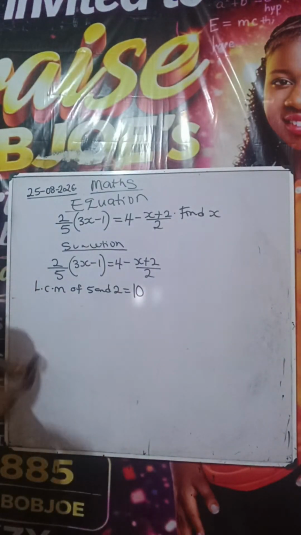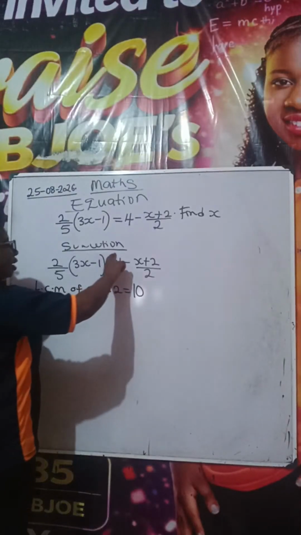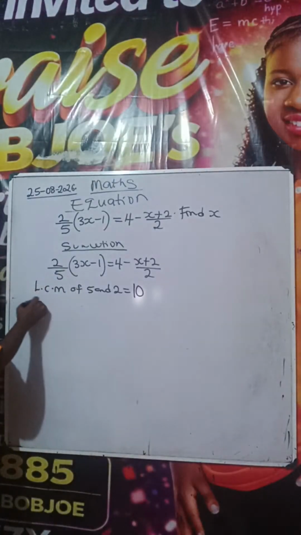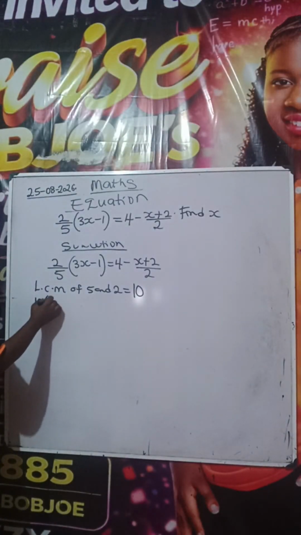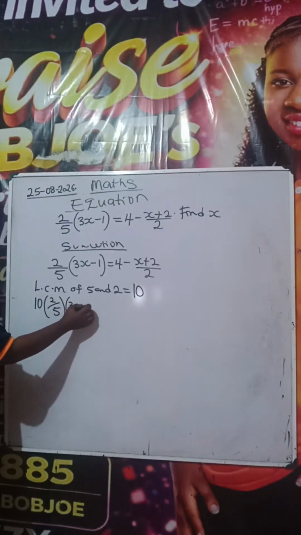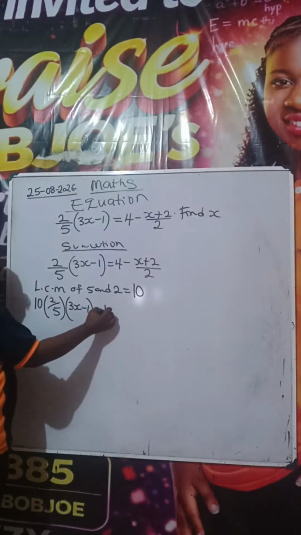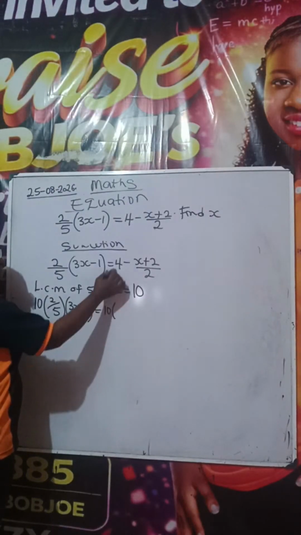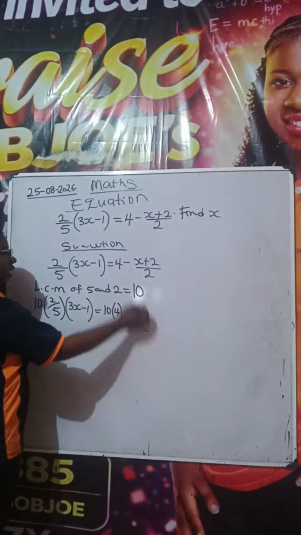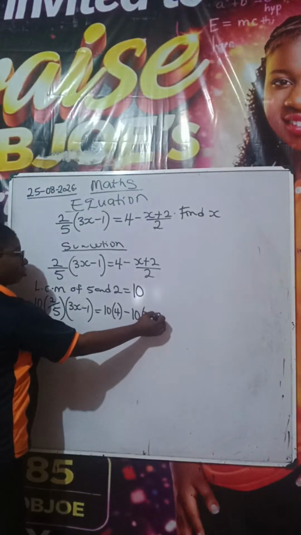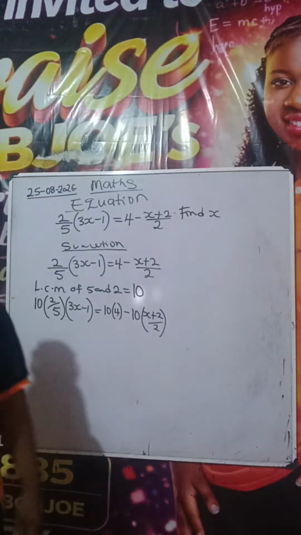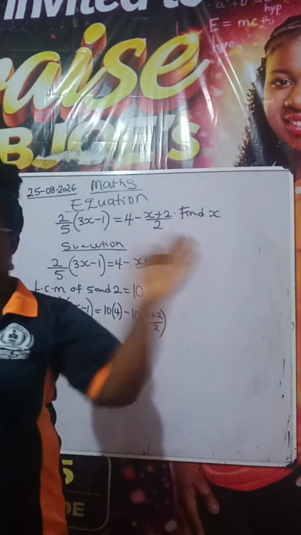Now, what do we do? You times here by 10. You times here by 10. And you multiply here by 10. Okay? And that will be 10 multiplying 2/5, also multiplying 3x minus 1 equals 10 multiplying 4 minus 10 multiplying x plus 2 all over 2. Did you see it? Like you multiply all of them by 10. You times everything by 10.